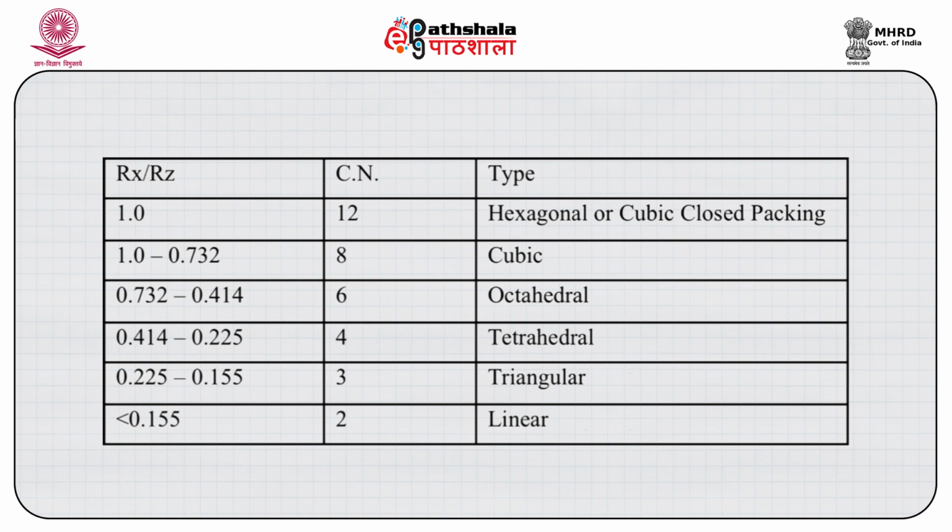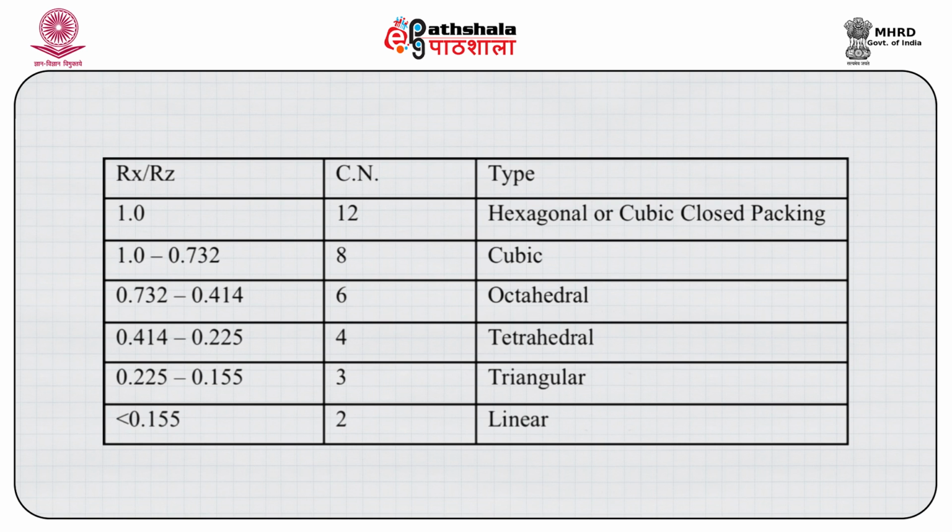It will be 12 coordination when the radius ratio is 1, which means that they are of equal size. The type of packing could be hexagonal or cubic close packing, as we saw earlier. When the radius ratio is between 1 and 0.732, the limiting value, it will be 8 fold coordination and the type of packing is normally cubic packing. When it is between 0.732 to 0.414, it is an octahedral or 6 fold coordination and it is known as octahedral packing. When it is between 0.414 to 0.225, it is a 4 fold coordination, also called tetrahedral coordination.